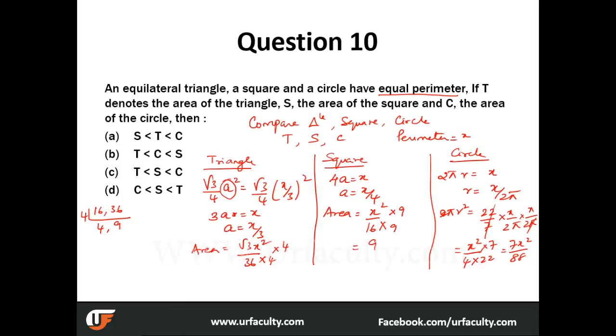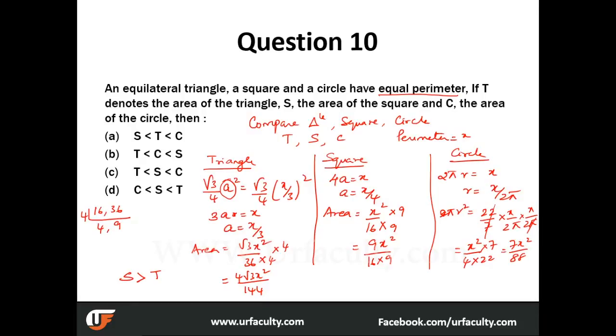So you have 9 x square by 16 into 9, 144, right? And this one is 4 root 3 x square by 144. So here we clearly see that, 4 twos are 8, 4 root 3 is less than 9. So area of the triangle is actually less than area of the square, right? So we here get the answer as S is greater than T.